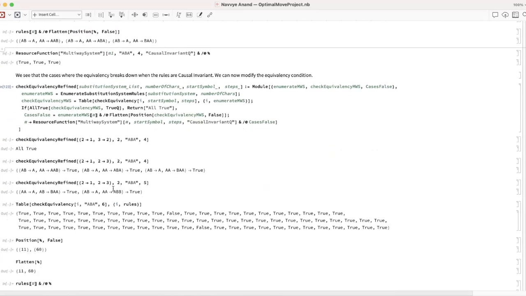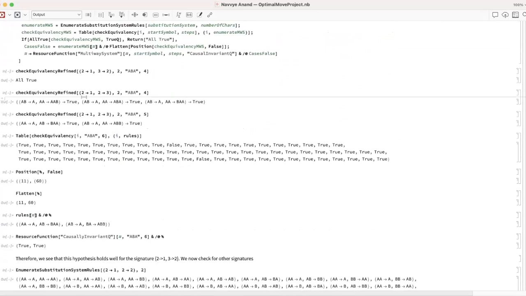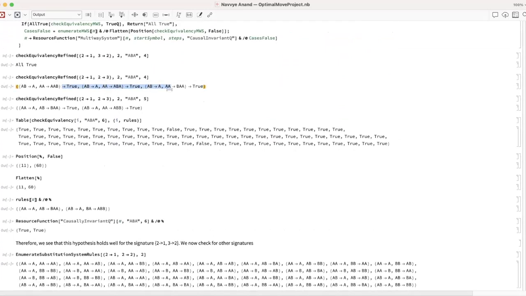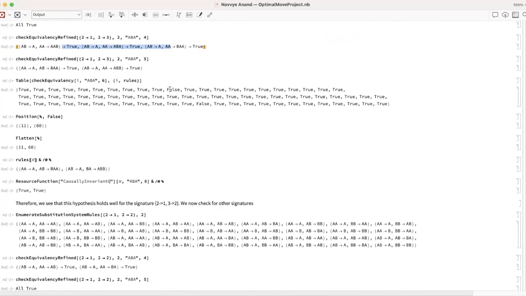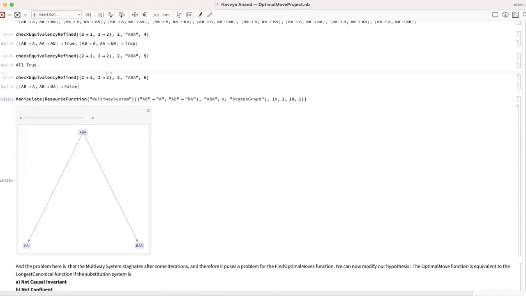And so we check the equivalency for 2 goes to 1, 3 goes to 2 with ABA, and all of them are true. And we check the equivalency for the same function at another step. And over here, we get all the cases where the equivalency does not hold are indeed causal invariant. There is a certain case where the equivalency does not hold and the rule is not causal invariant.